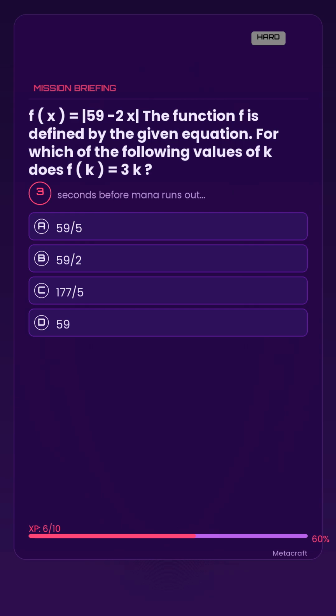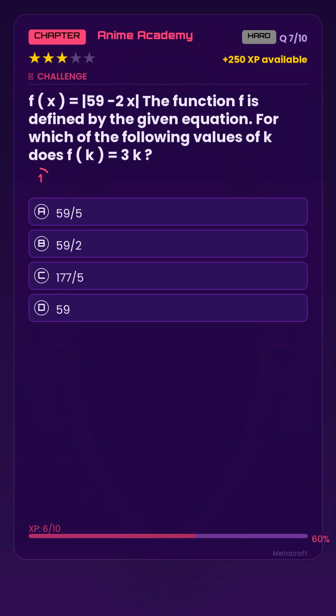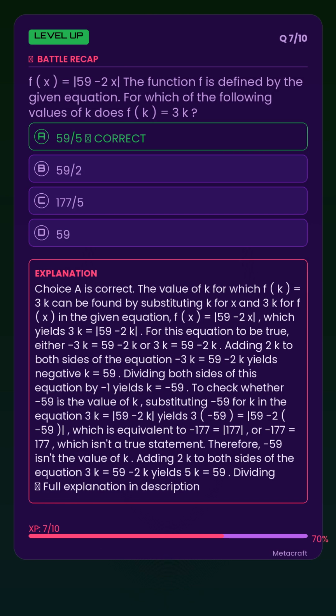f(x) equals 59 minus 2x. The function f is defined by the given equation. For which of the following values of k does f(k) equal 3k? Option A, 59/5. Option B, 59/2. Option C, 177/5. Option D, 59. The correct answer is A.